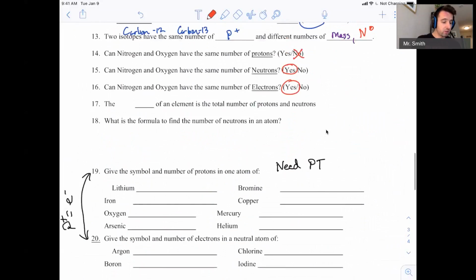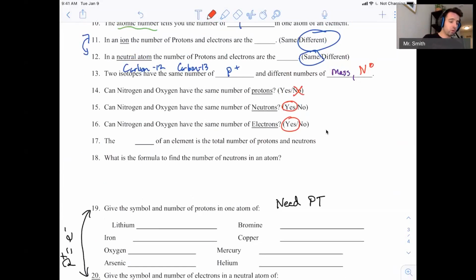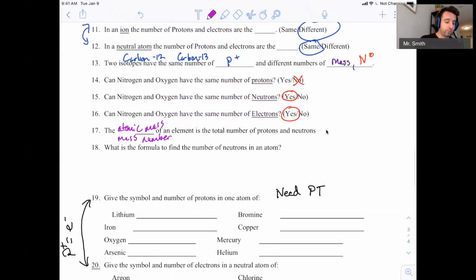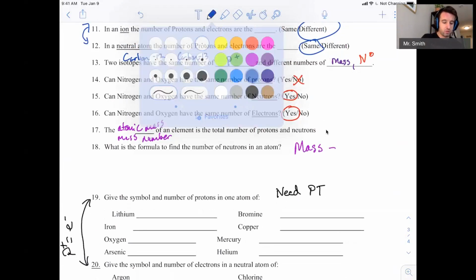The blank of an element is the total number of protons and neutrons. There's two answers for this. One answer would be atomic mass. The other answer would be mass number. Those are both examples of protons plus neutrons. What is the formula to find the number of neutrons in an atom? You're going to take the mass and subtract the number of protons.